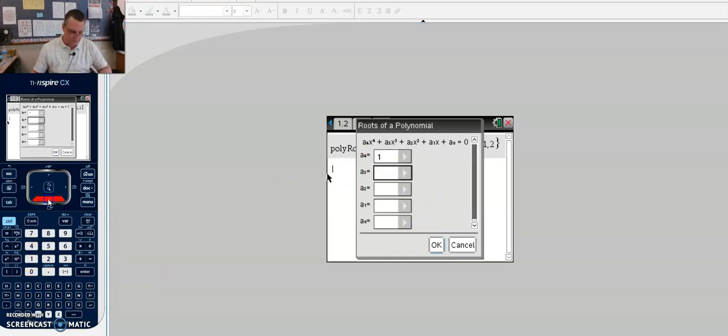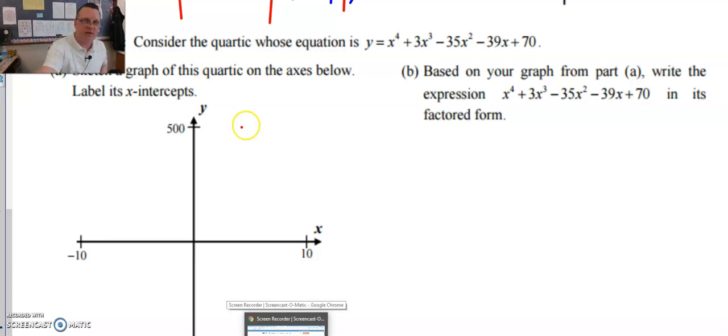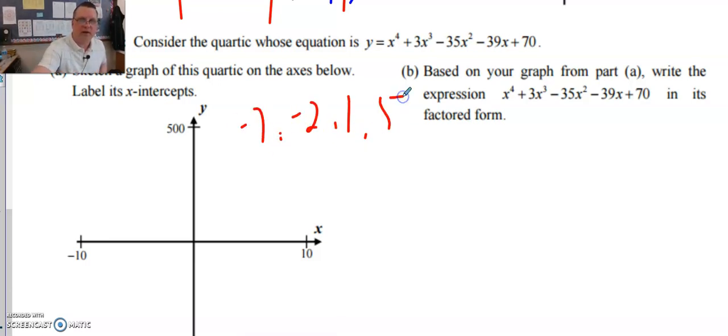So we have 1, 3, negative 35, negative 39, and 70. You don't want to factor this one. Enter. Negative 7, negative 2, 1, 5. Y-intercept 70. So 500, 250, 70 is right about there. Negative 7, negative 2, 1, 5.